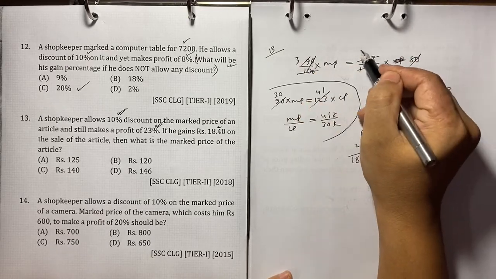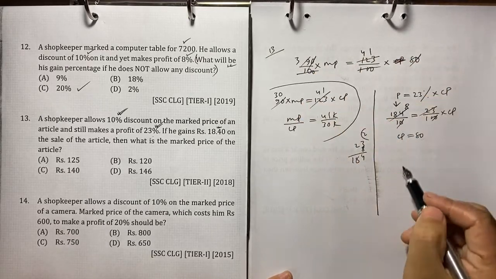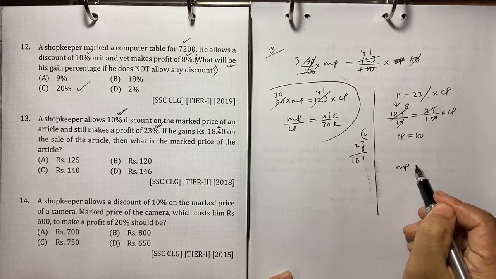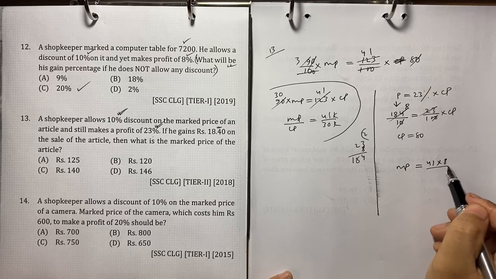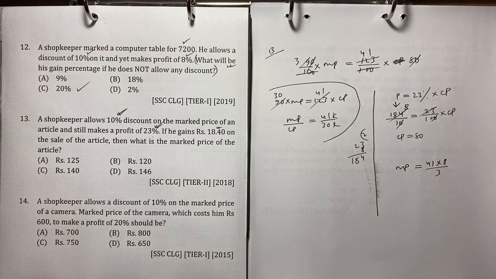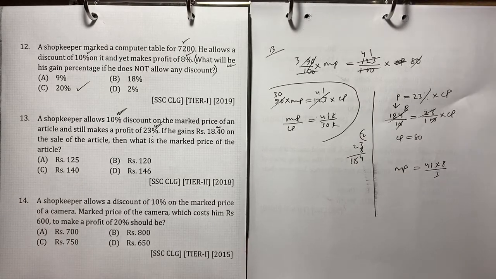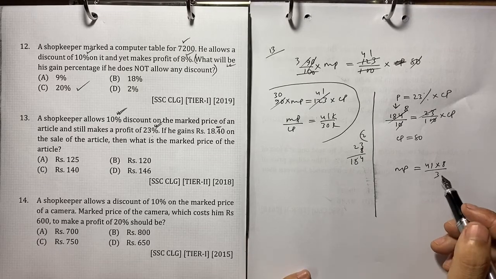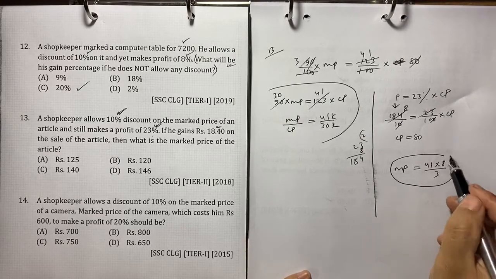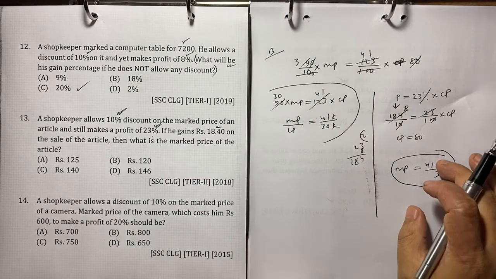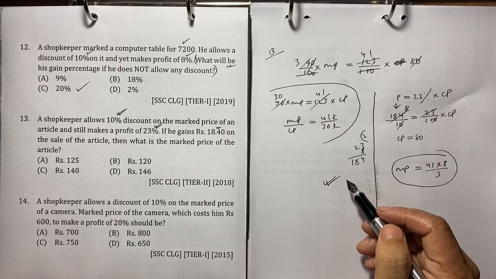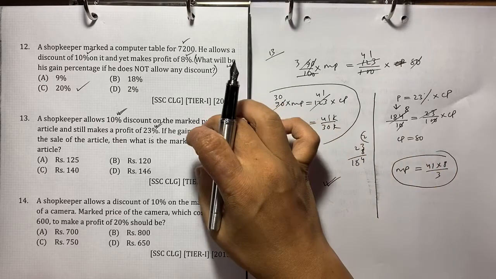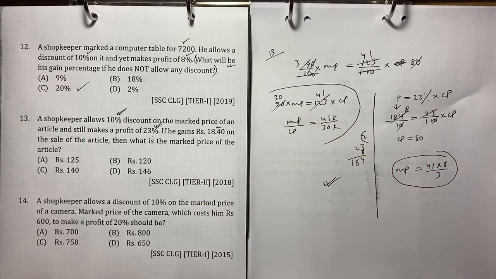So this will be 41, so mark price will be 41 into 8 divided by 3. Sorry, I made a typing mistake here.